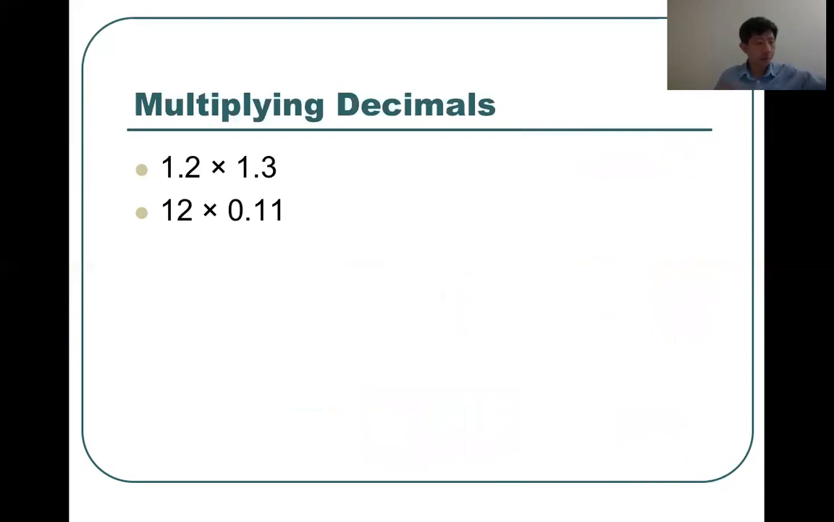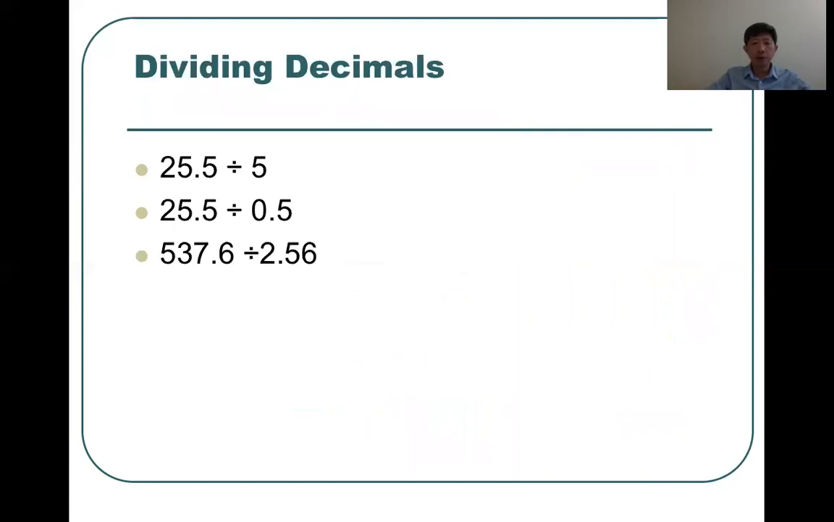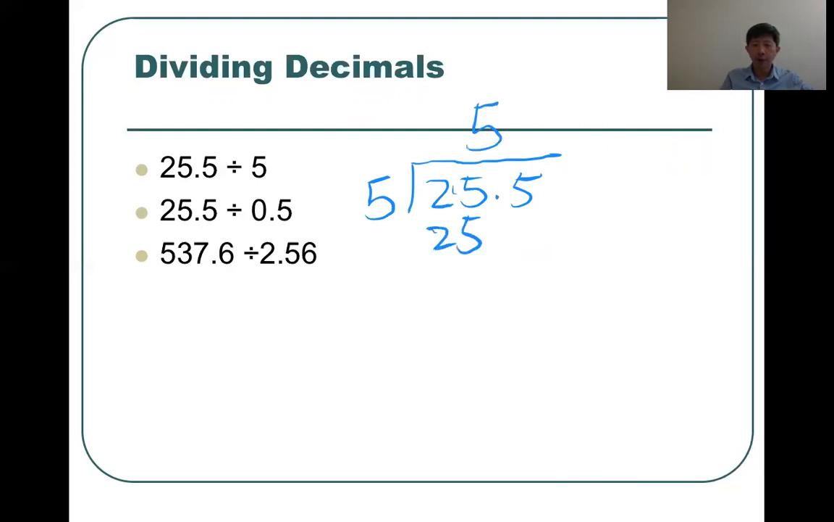Okay, multiplying decimals. And next, dividing decimals. 25.5 divided by 5. So now we put the 5 there, right? Got a 25, right? And then the decimal point right there. What about 5? Moving down 5 there. Moving down 5 there. Okay. It's better to use the arrow sign for lining up. Okay, that's the place value. So put the 1 times 5 is equal to 5. So the answer would be 5.1, okay?